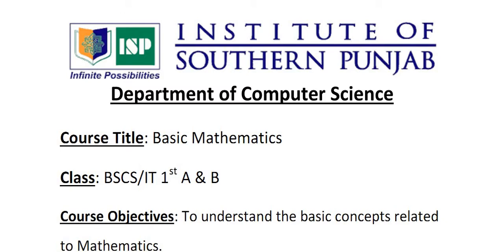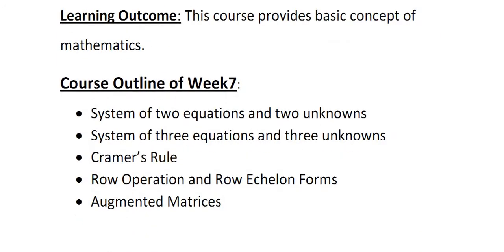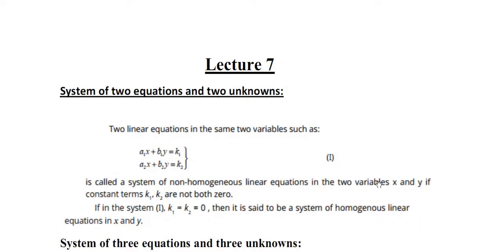The course outline of this week, which we are going to discuss, is: first, system of two equations and two unknowns; second, system of three equations and three unknowns; and third, Cramer's rule. Then we will discuss row operation and row echelon form, and we will discuss the augmented matrix. First of all, we are going to discuss system of two equations and two unknowns.